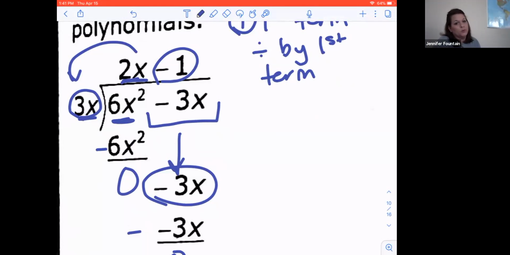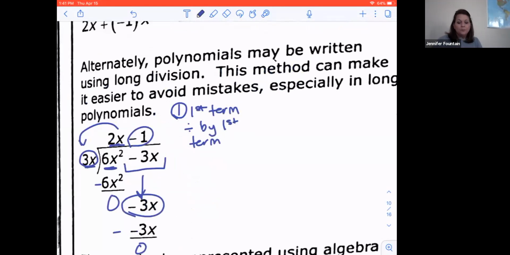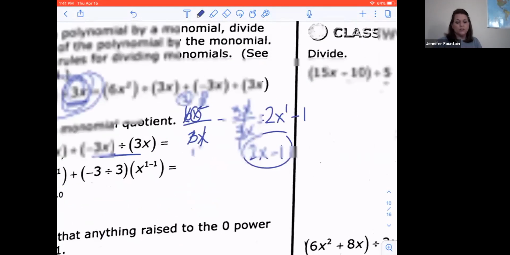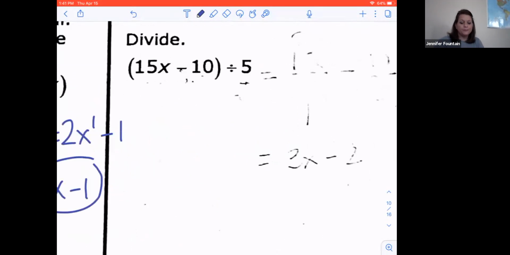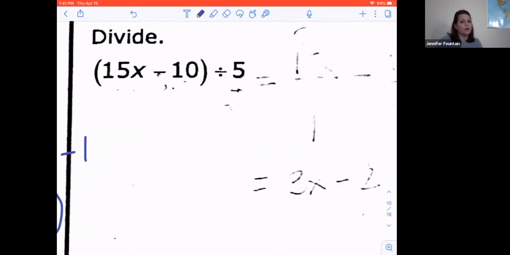We'll do long division with polynomials. Right now, probably the easiest way is just going to be writing them as fractions and simplifying. Okay? So that's what we're going to do in our classwork. We're going to practice this, rewriting it as 2 fractions. So this is where I'm going to divide 15x by 5, and I'm going to divide 10 by 5.